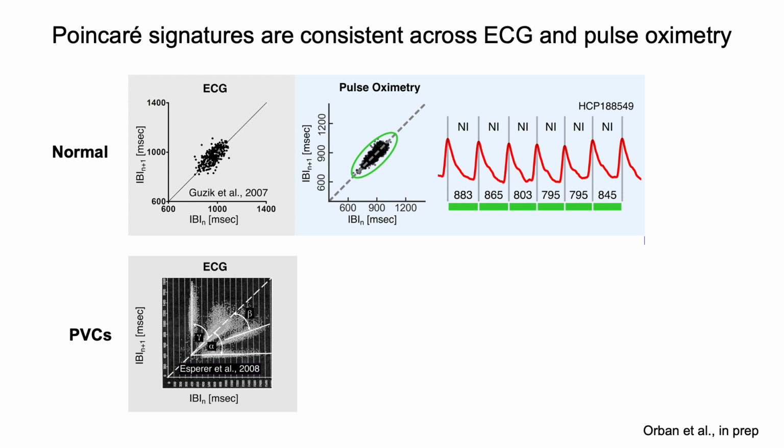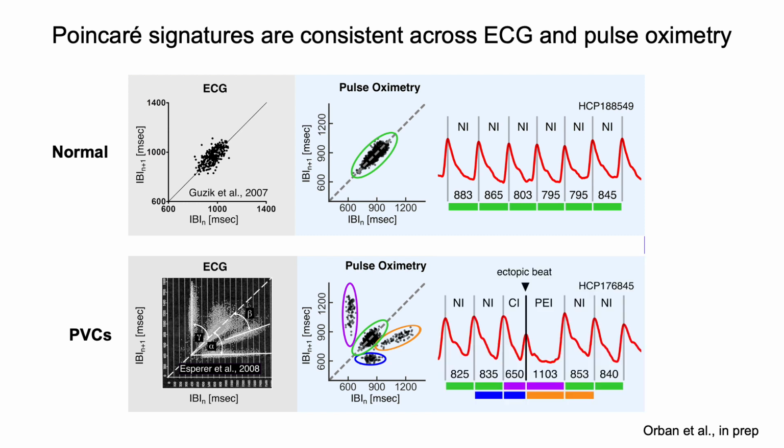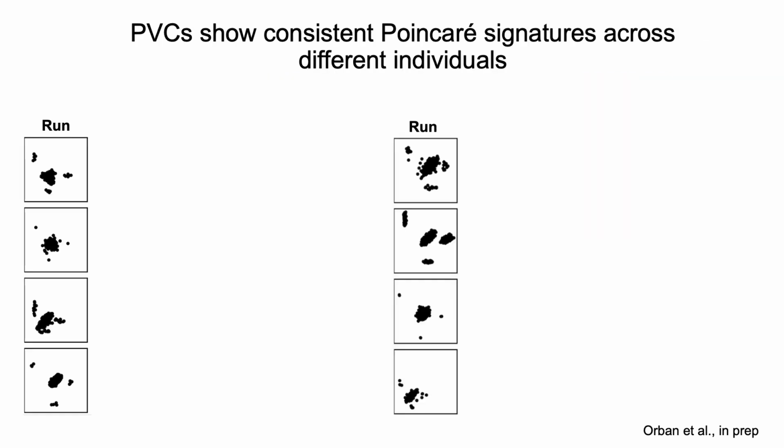Here is a triple lobe pattern defined using ECG in a patient by Esper and colleagues, which they found to be associated with the presence of multiple PVCs. And here's our replication of that same pattern using pulse oximetry data from an HCP participant. Notice how the abrupt changes in interval lengths map onto the different off-diagonal islands on the plot. For example, the purple intervals are produced by a short interval followed by a long interval.